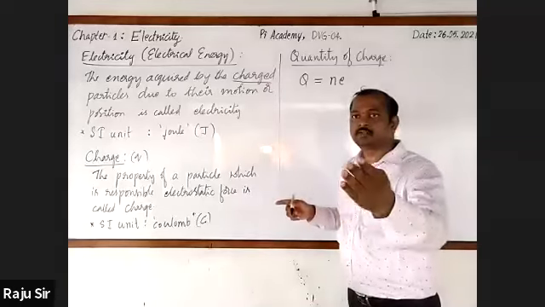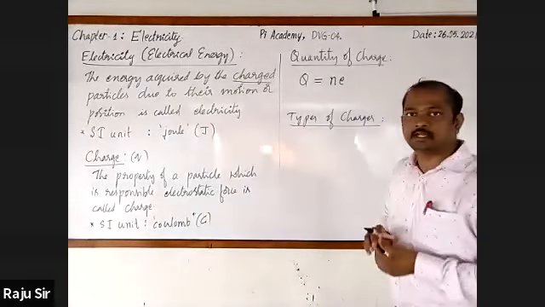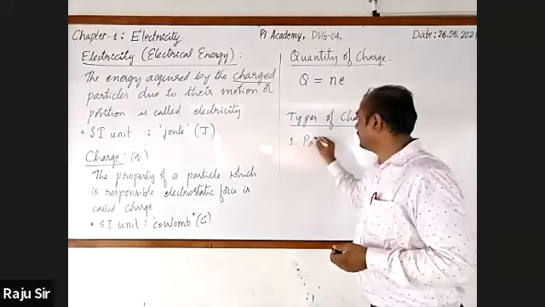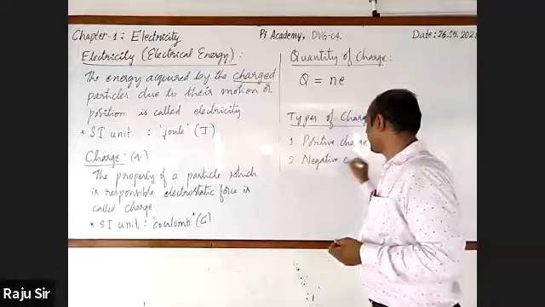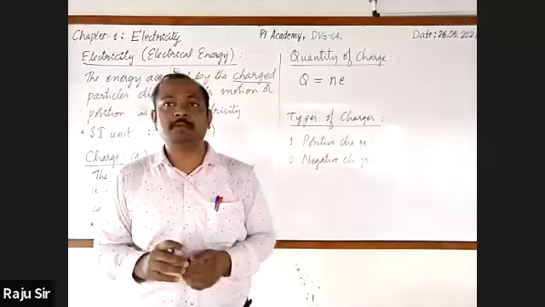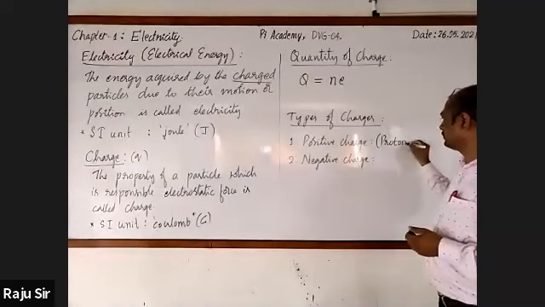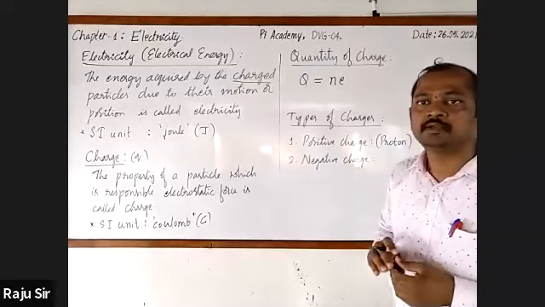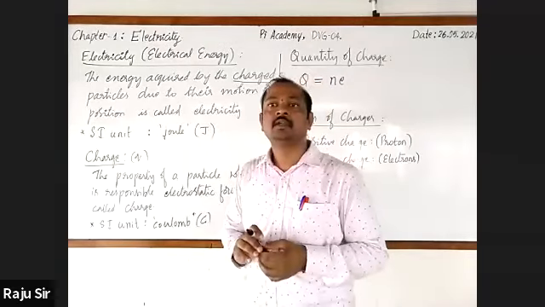Before that, we have come across the two types of charges. Let us recall them. As I said, there are two types of charges: one is positive charge, and second one is negative charge. The positively charged particle is known as proton, and the negatively charged particles are known as electrons.